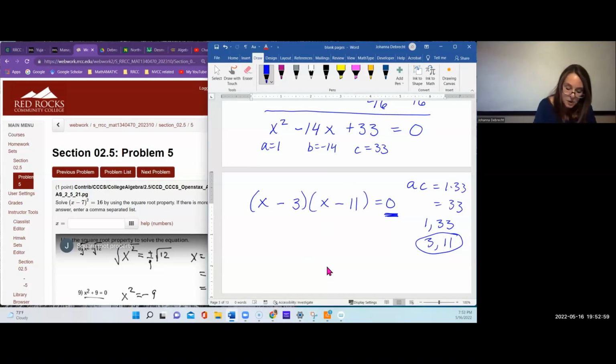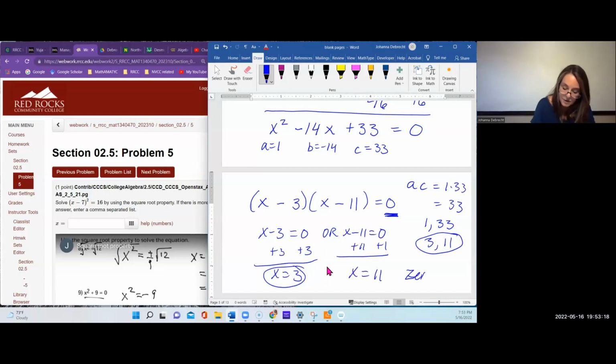This gives me two possible solutions from the 0 product property. Adding 3 to both sides would give me that x equals 3, and adding 11 to both sides would give me that x equals 11. And again, this comes from the 0 product property that says when two factors are multiplied together and they equal 0, one of them has to be 0.